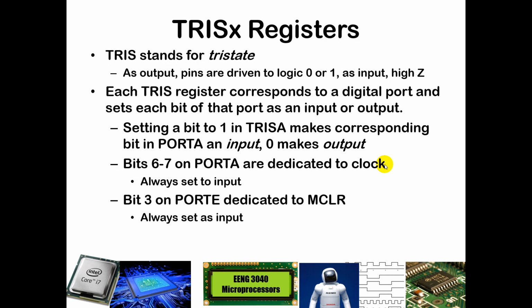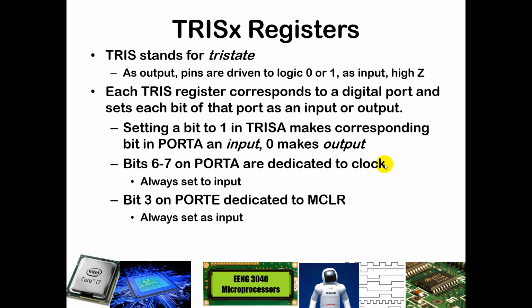The tri-state registers, or TRIS registers, allow us to determine whether something is input or output. If it's output, then you can drive that pin directly to a 0 or 1. If it's input, it assumes a high impedance state and is only passively looking at what may be coming on that pin at any given time. So in order to make something an input, you set it to a 1. If you want to make it an output, you clear it to a 0.